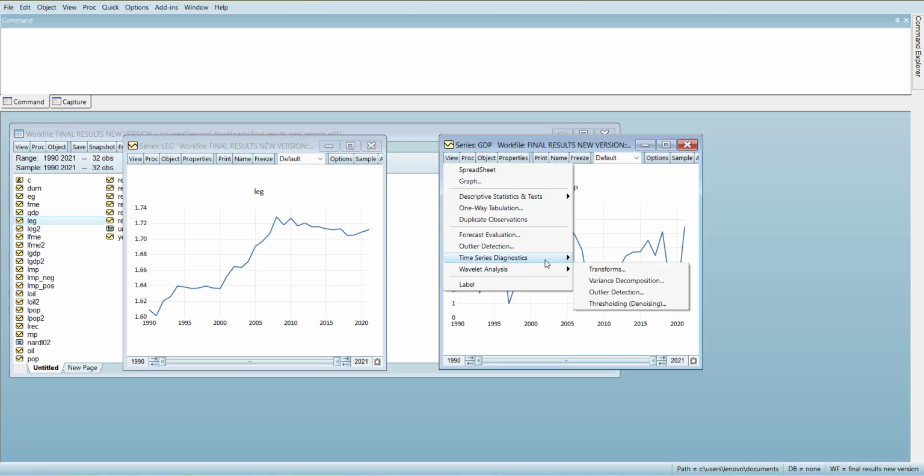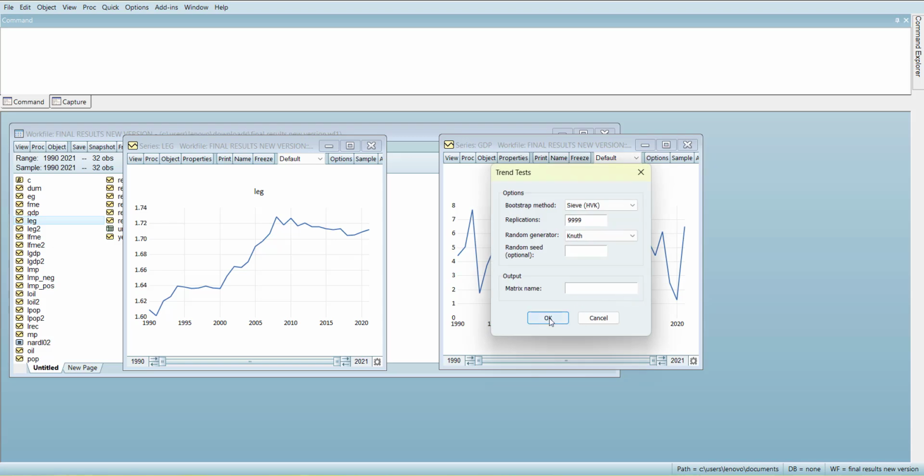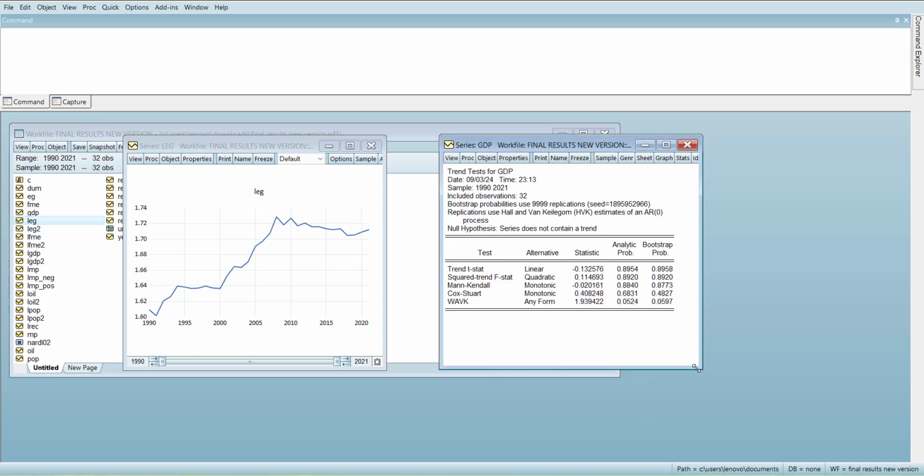We'll come here to the time series diagnostic. We'll do the trend test and it will use the bootstrap method. It is notable here that all of the probability values are above 0.05 as the conventional significance criterion. So it says that there is no linear trend, no quadratic trend, no monotonic trend.